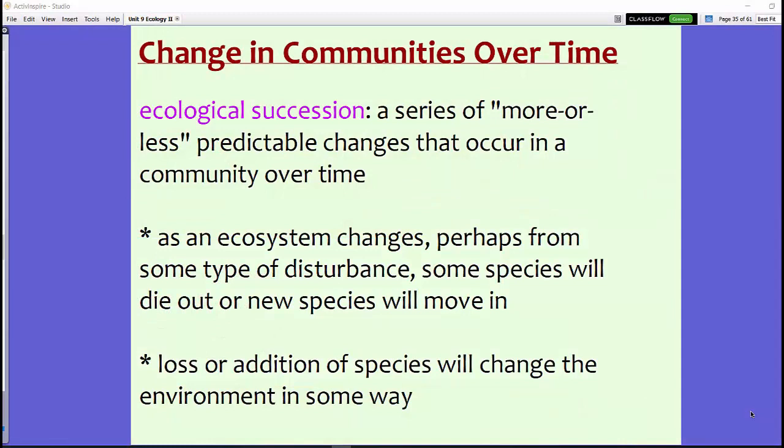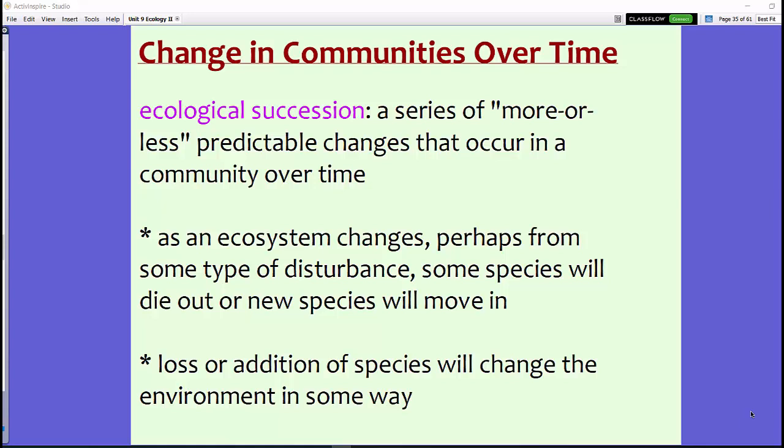Talk about how things change in communities and how things can change over time. Now, this is not necessarily evolution. We're not talking about evolution, but there can definitely be lots of changes that happen in communities as we move forward in time for various reasons. So the term ecological succession is used when there's a series of more or less predictable changes that occurs in communities. So ecosystems and communities can change, most likely because of some type of disturbance.